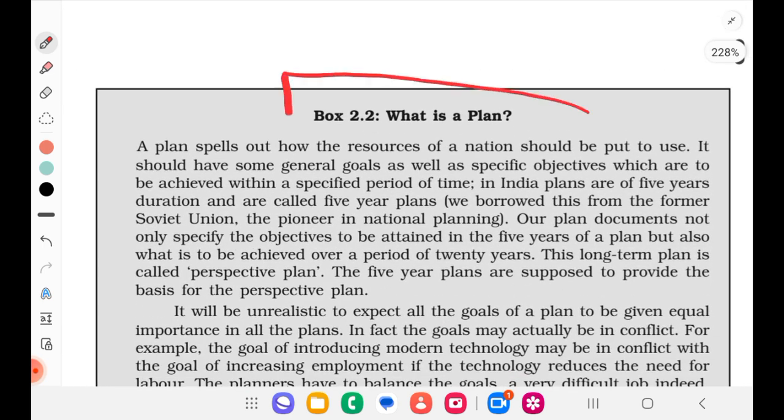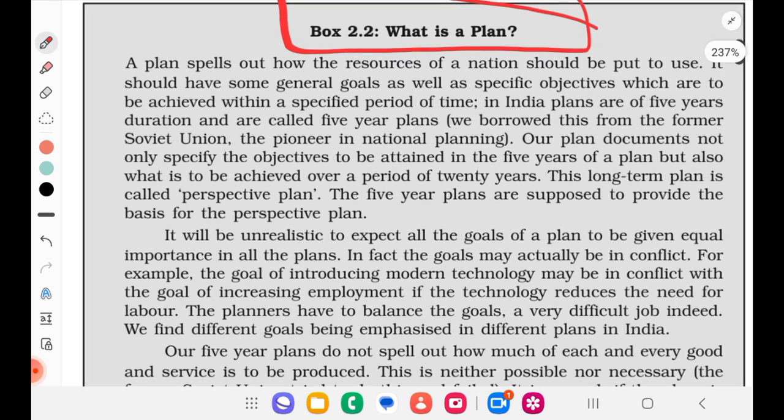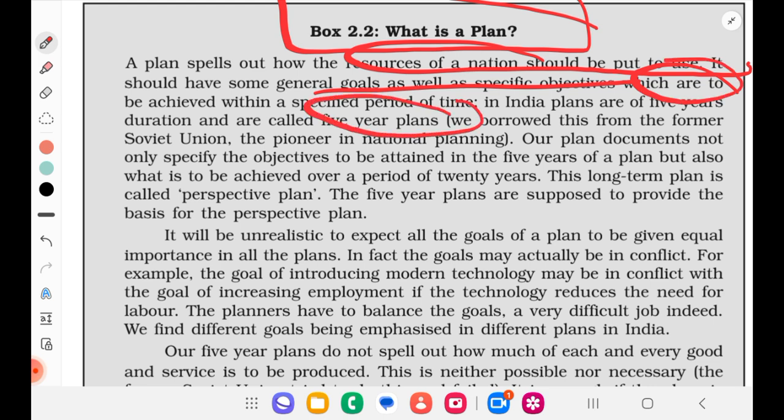So now we understand what a plan is. A plan spells out how the resources of a nation should be put to use. It should have some general goal as well as specific objectives which are to be achieved within a specified period of time. In India, plans are of 5 years duration and are called 5-year plans. We borrowed this from the former Soviet Union, a pioneer in national planning.